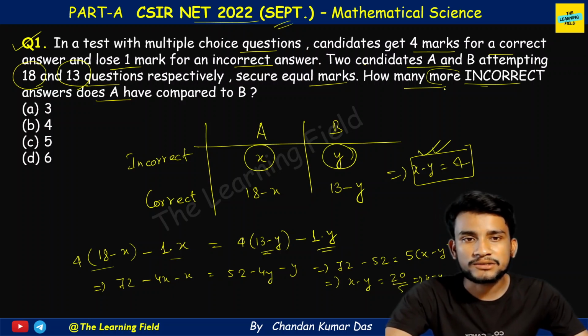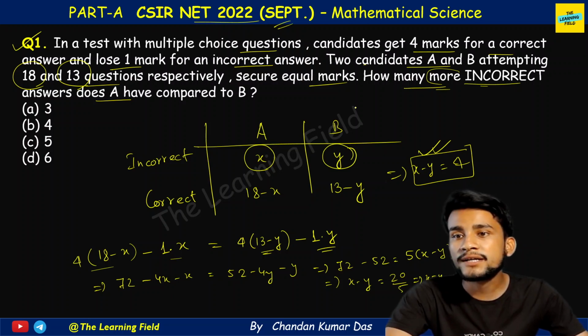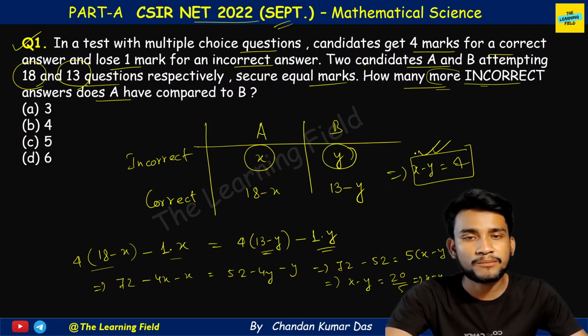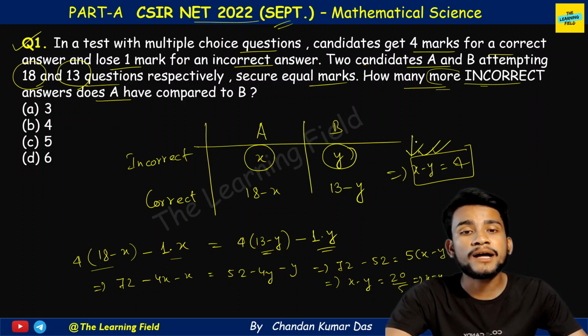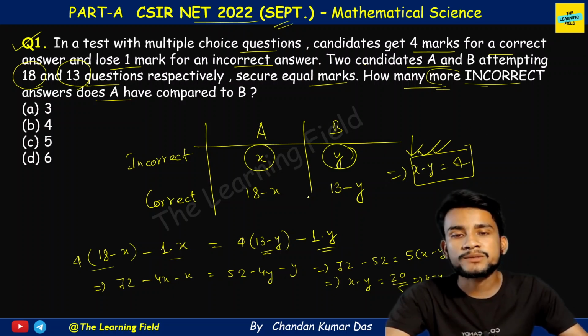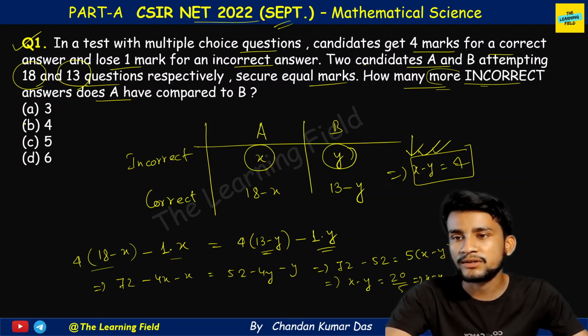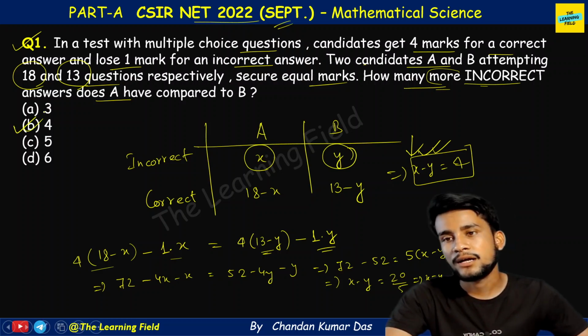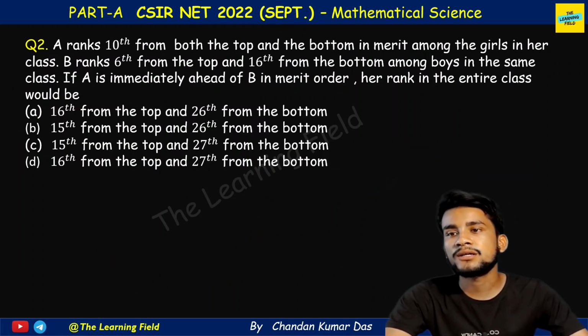The question also says how many more incorrect answers A has, so it is clear that A makes more incorrect answers. Therefore we have to find the x minus y value. x minus y is equal to 4, and therefore 4 is our answer. Option B is the correct one. Now let's go to the next one, question number 2.